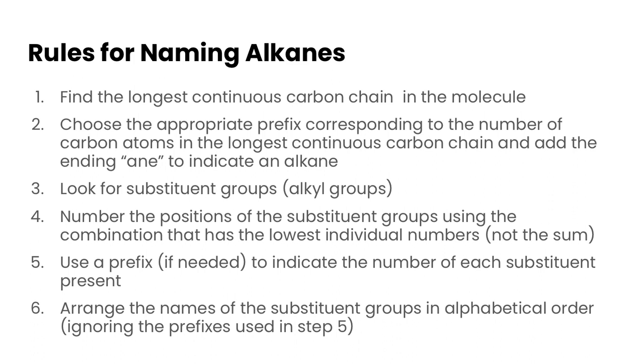The first step we want to do is find the longest continuous carbon chain in the molecule. Keep in mind that that's not always going to be a straight line. So I'll show you some tricks as we look at some examples. Then we're going to choose the appropriate prefix that corresponds to the number of carbon atoms in that longest continuous chain and add the ending -ane to indicate it's an alkane.